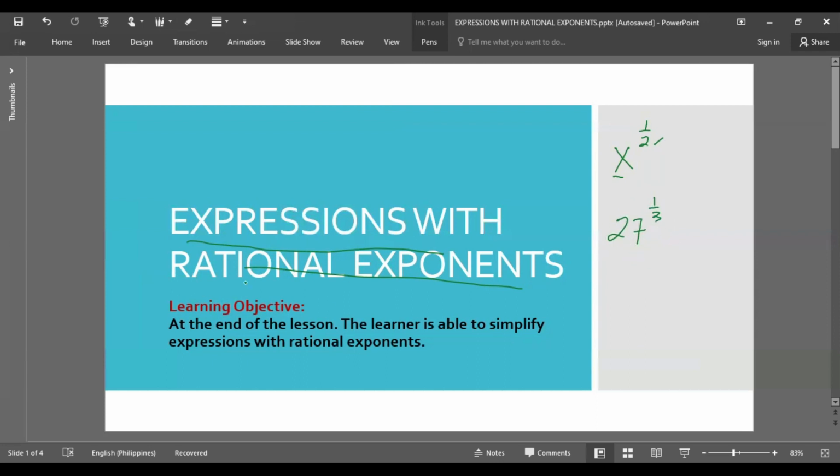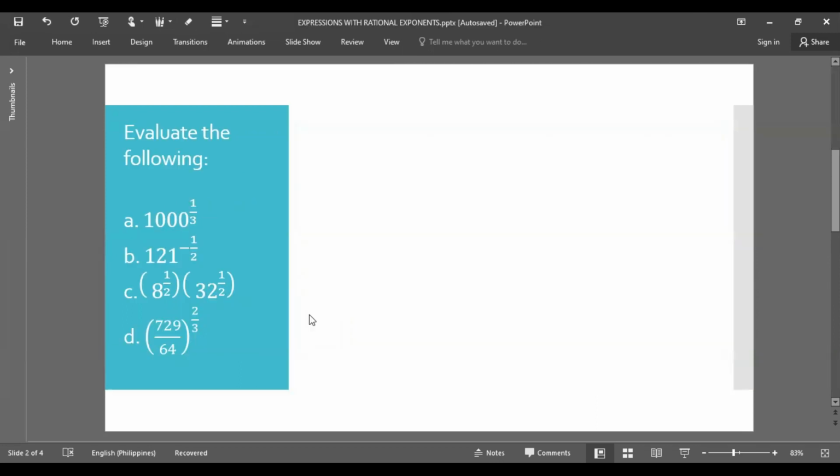And in this topic, we will apply the laws of exponents to evaluate or simplify expressions involving rational exponents. Let us begin. Let's start off with these expressions. Here, we will try to simplify or evaluate each expression by applying the laws of exponents. There are lots of ways to simplify expressions with rational exponents, but I'll teach you the easiest one. Let's have letter A.